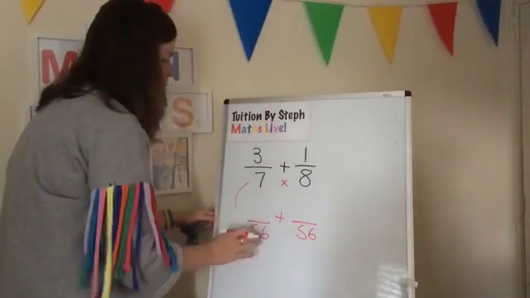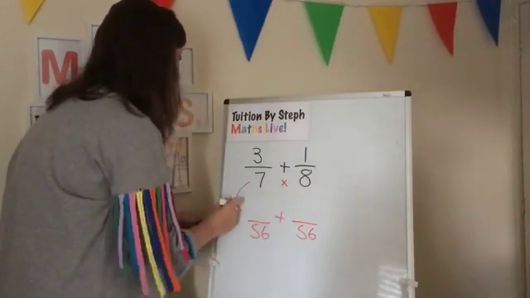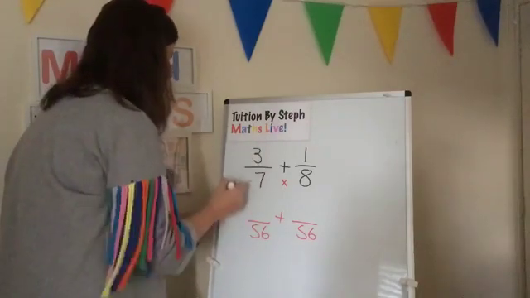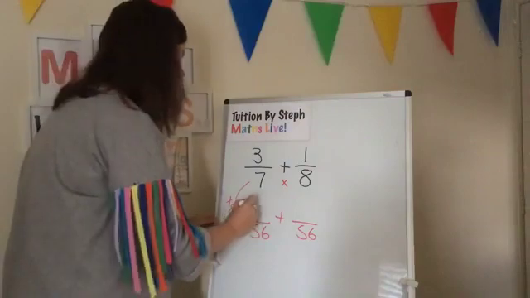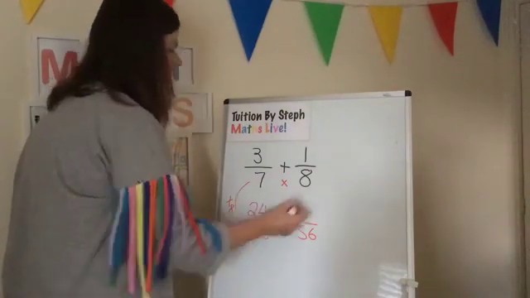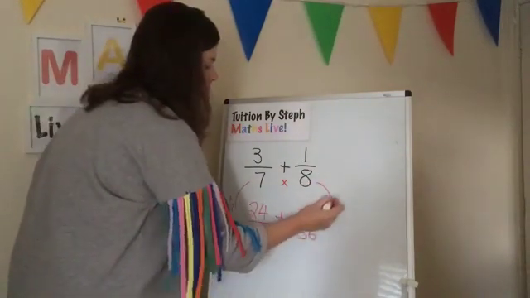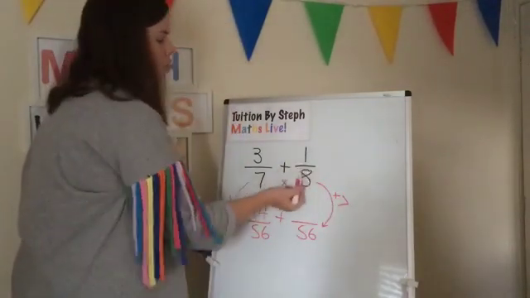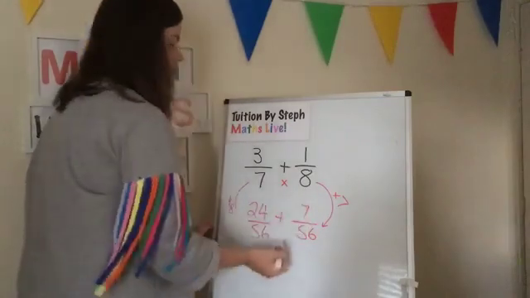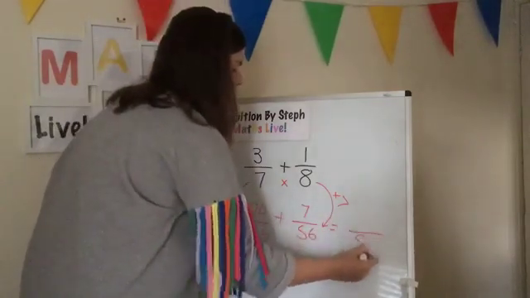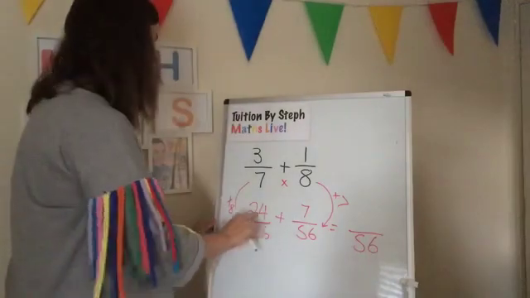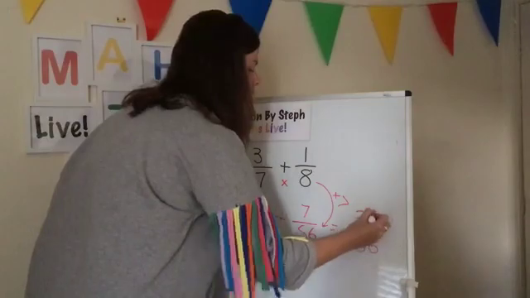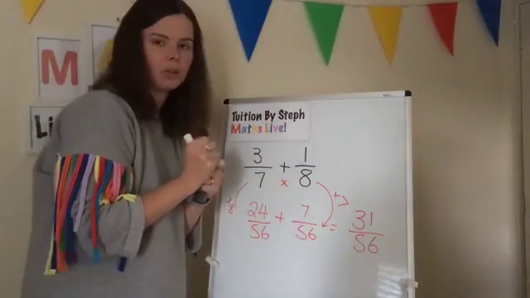Right, what do we times 7 by to make it into 56? 7 times 8 is 56. Do the same to the top. 3 8s, 1 8 is 8, 2 8s are 16, 3 8s are 24. What do we times 8 by to make it into 56? 7 8s are 56. So do the same to the top. 1 times 7 is 7. Our denominators are both now at 56. So we do 24 plus 7, which is 31. So the answer is 31 over 56.